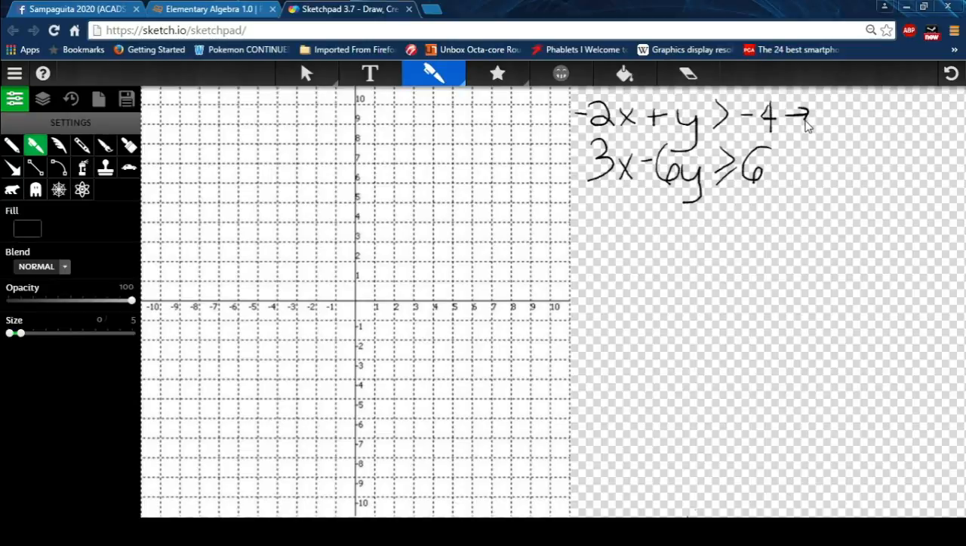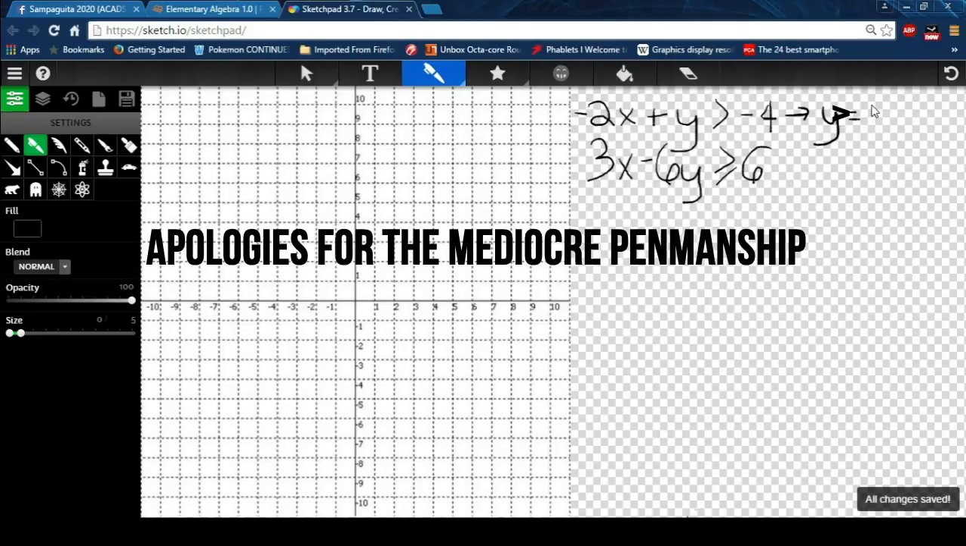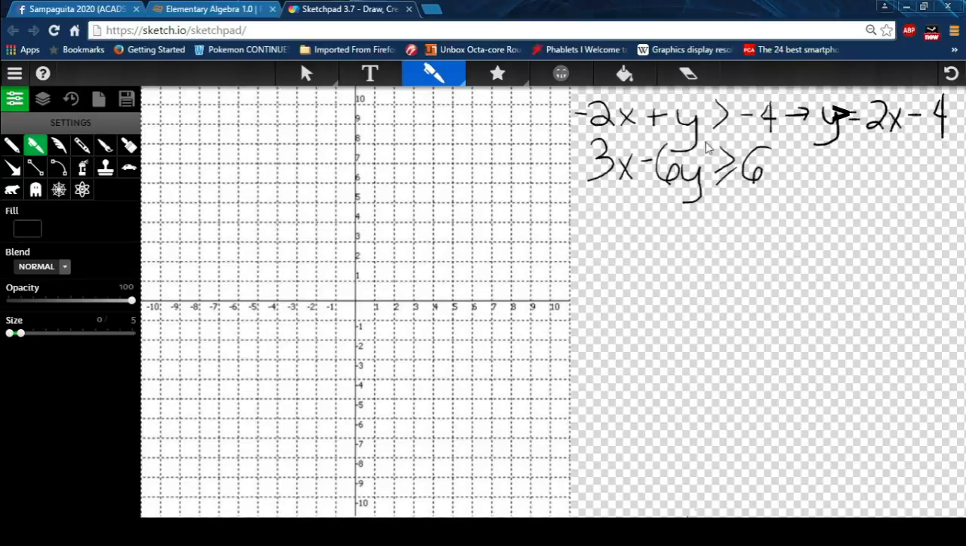So this will become y is greater than 2x minus 4, since we let y stay here and transpose 2x there. And then simplifying the second inequality, which will become y is less than or equal to 1/2 x minus 1.